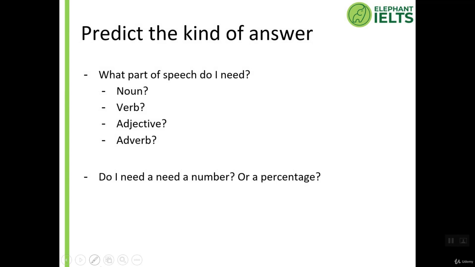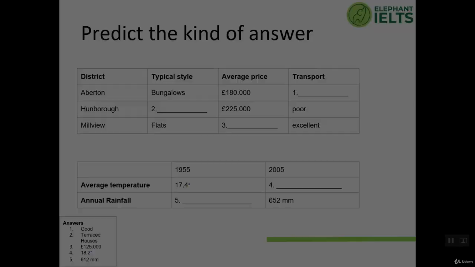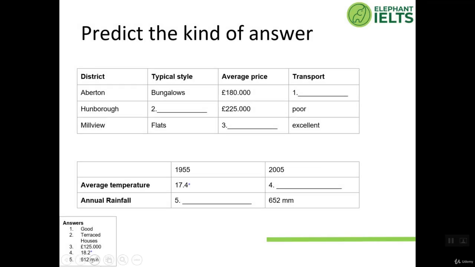Apart from the kind of answer, it's also useful to predict what part of speech you need. In other words, do I need a noun, a verb, an adjective? Or do I need a number or a percentage? Let's look at another example and try to predict the kind of answers we need. It's always a good idea to look how the numbers go before the recording starts. This is so you don't waste time looking for the question after it begins. Look how these numbers go. Number 1 is here, number 2 here, 3 here, 4, and then 5.